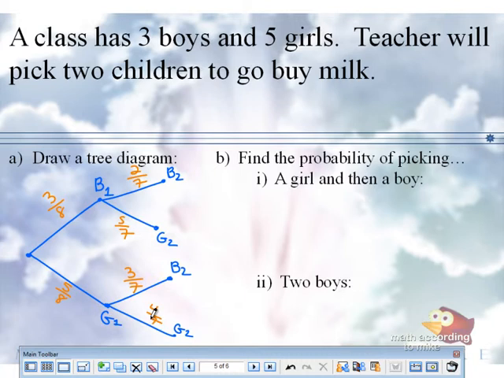B sub I. Find the probability of picking a boy and then a girl and then a boy. Well, that says pick a girl first and pick a boy second. What's the probability that we pick a girl first? 5/8. And means multiply because we're doing more than one thing. Then assuming a girl was picked first, what's the probability of picking a boy second? 3/7.